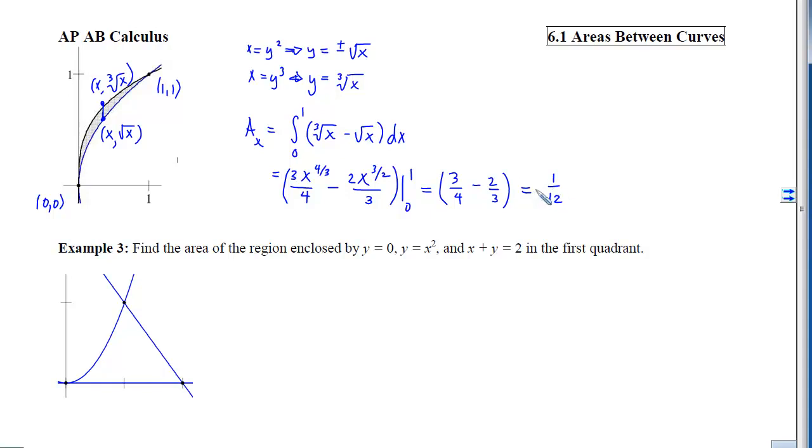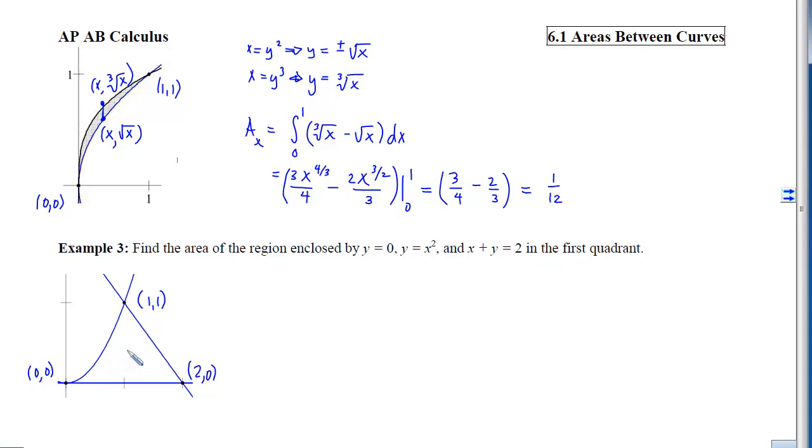So let's look at example 3 now. I want to find the area of the region enclosed by y equals 0, which is this horizontal line, y equals x squared, which is the parabola, and x plus y equals 2, which is this line. I graph the region, and then the next thing I do is I find the intersections. I can see that 0, 0 and 2, 0 are both intersections here, and up here I've got an intersection of 1, 1. We can double check that 1 gives me a 1 out and 1, 1 gives me the 2.